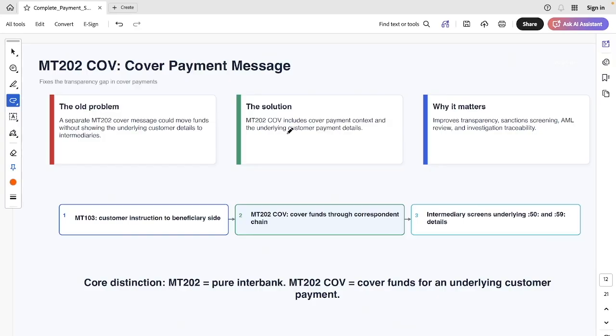So MT202 COV came into the picture. It solves this gap. It is used when a separate cover payment is sent for an underlying customer payment. In simple words, MT103 carries the customer instruction, and MT202 COV carries the cover funds, but also includes key underlying customer details so that intermediary banks can screen the transaction. So MT202 is pure interbank, and MT202 COV is cover funds for an underlying customer payment.